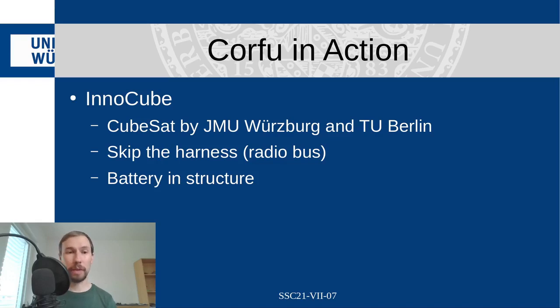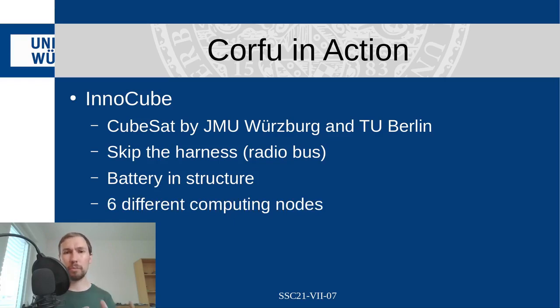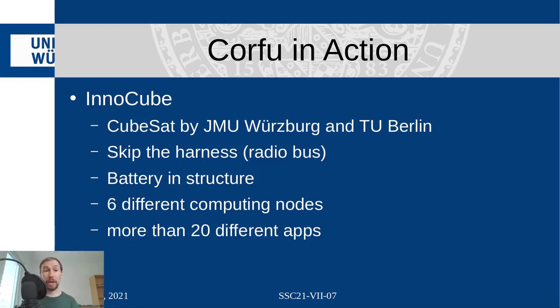Corfu comes with the concept of apps being distributed over several nodes, or several nodes might execute the same apps. And this software design architecture is very good for the InnoCube mission because we have 6 different computing nodes. That means 6 different configuration of nodes and combinations of apps. And we have more than 20 different apps on the satellite.